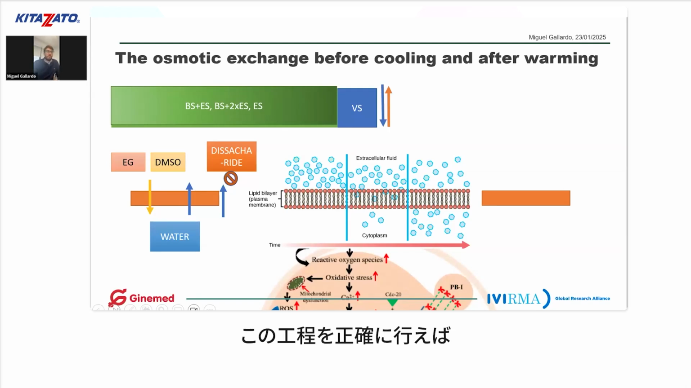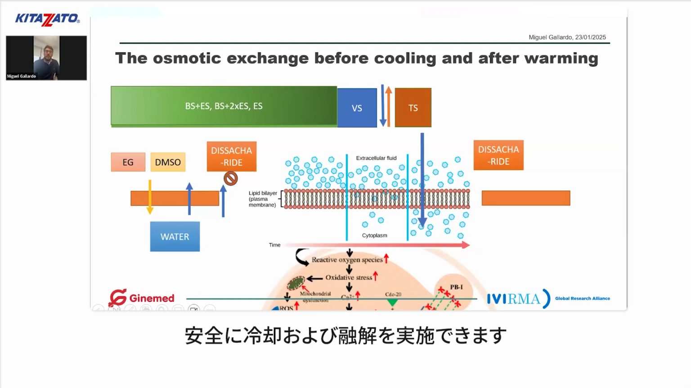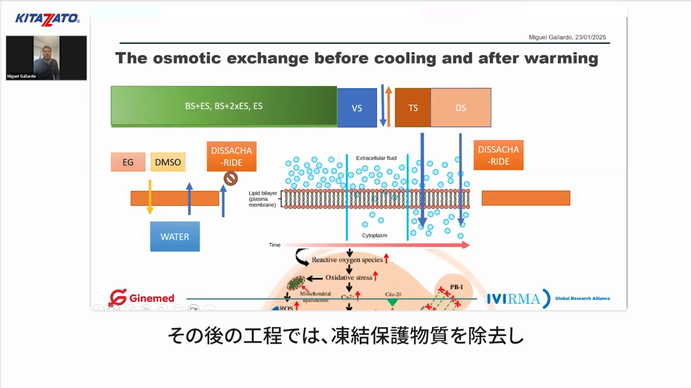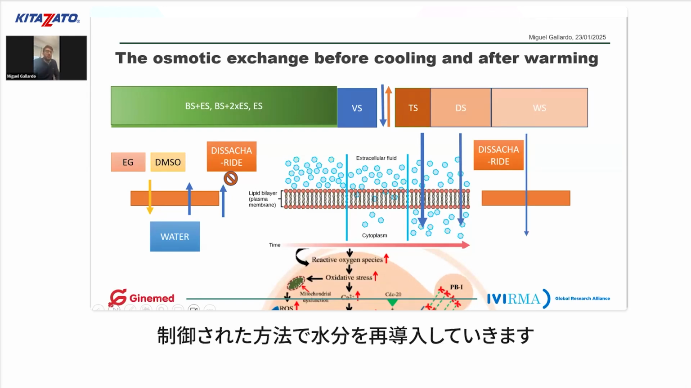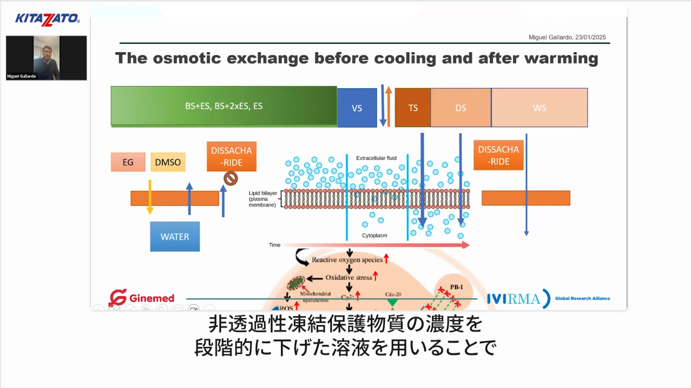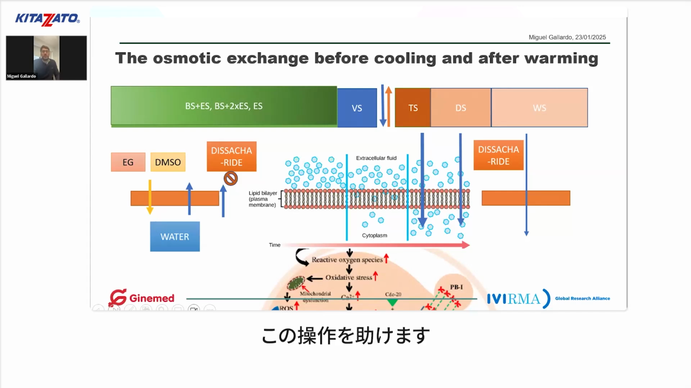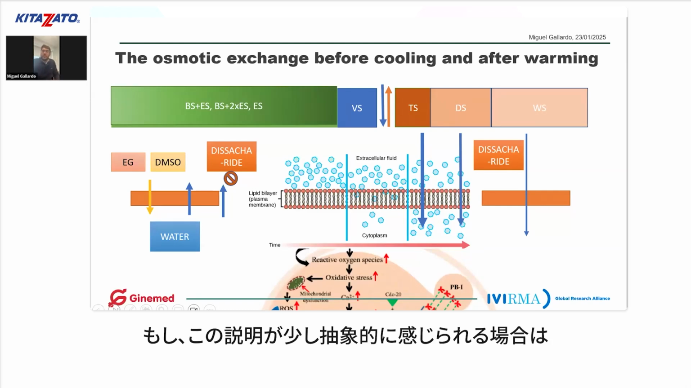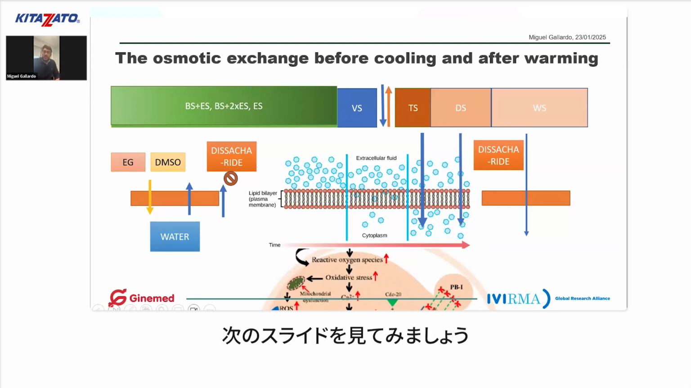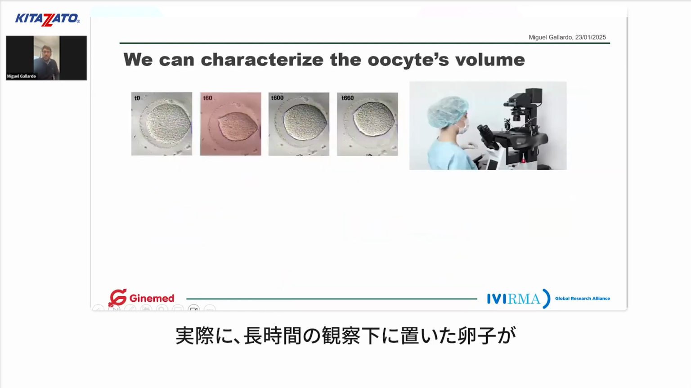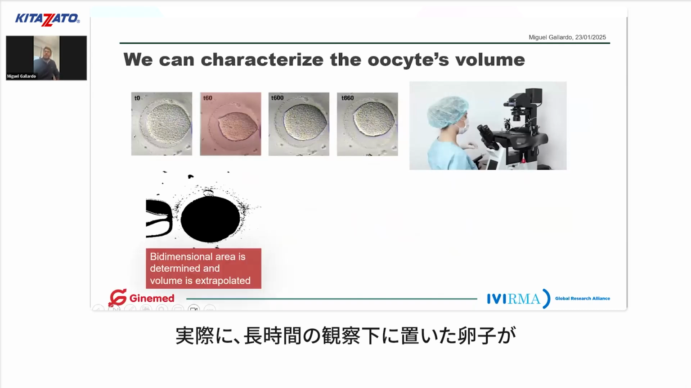Once we do that, perfect, we can cool and warm, and afterwards is where we are going to remove the cryoprotectants and reintroduce the water in a controlled fashion, and the solutions with a decreasing amount of non-permeant cryoprotectants are going to help us do that. If this all sounds a little bit too abstract, we can move to the next slide, and we can see that actually we don't need to imagine it.